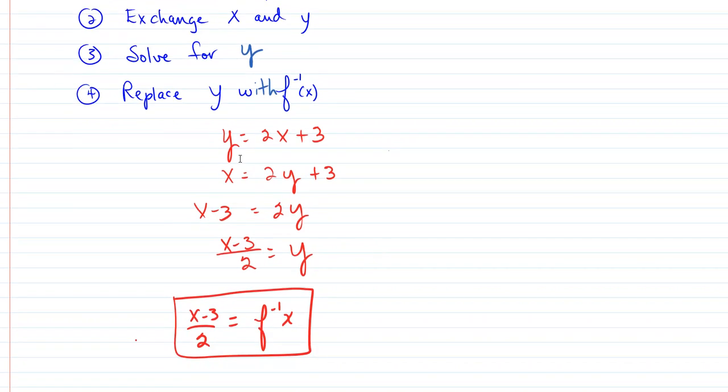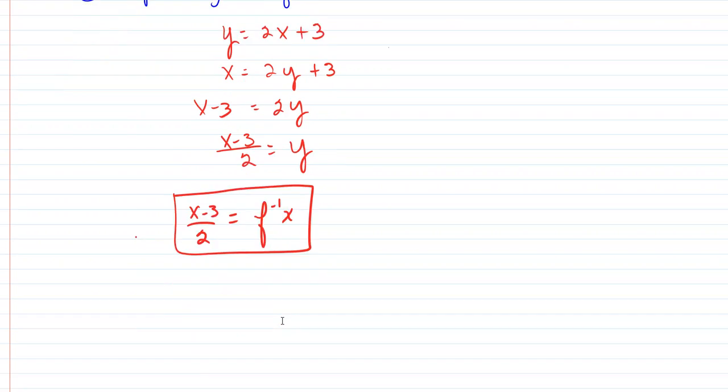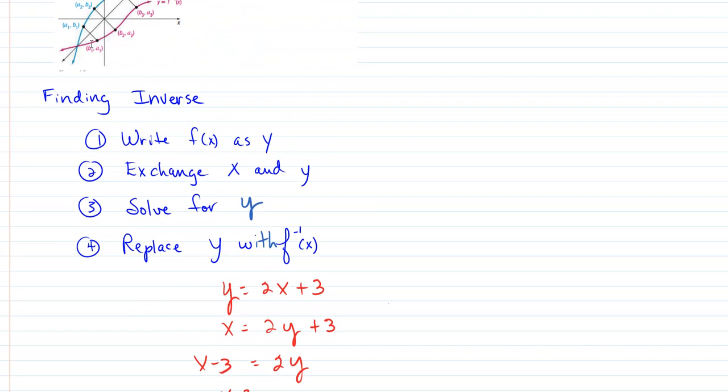So let's look at this. If we had y equals 2x plus 3, we're going to switch x and y. So now we have x equals 2y plus 3. We're going to solve this for y, meaning I'll subtract 3, I'll divide by 2. So I have this now. This is what y equals. And then I replace that y with the f inverse notation. Okay? All right, let's go look at our problem set.